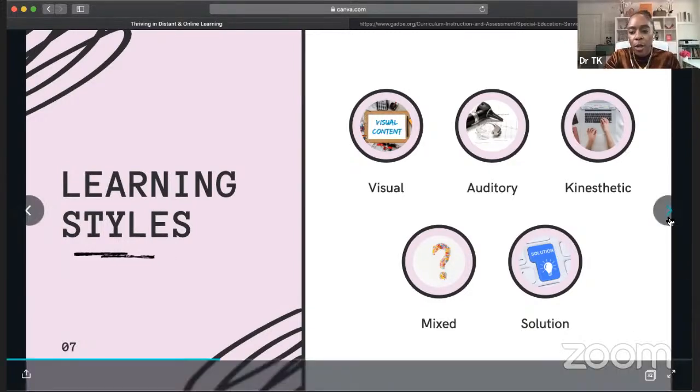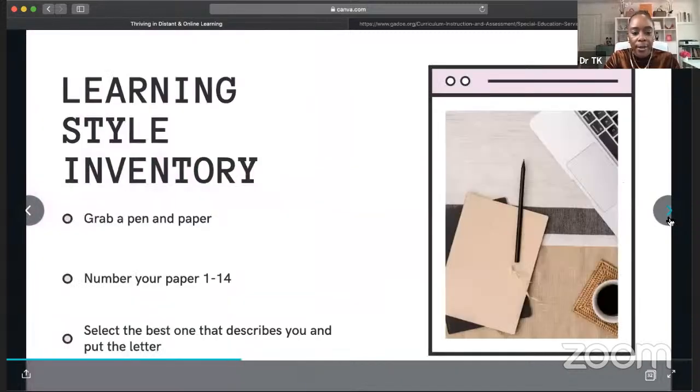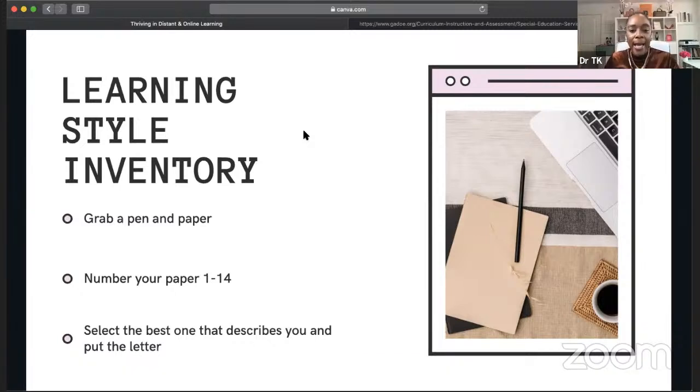So we're going to talk about what do you do in the classroom once you learn your learning style. So what you want to do is grab your pen, pencil, crayon, marker, paper, and I want you to number your paper from 1 to 14.